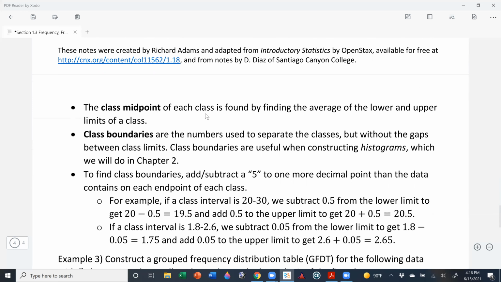The class midpoint of each class is found by finding the average of the lower and upper limits of a class. So we're just going to add up the upper and lower limits and divide by 2. I'll show you. It's pretty easy to get that part.